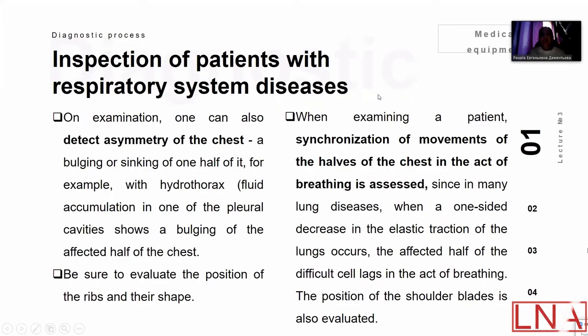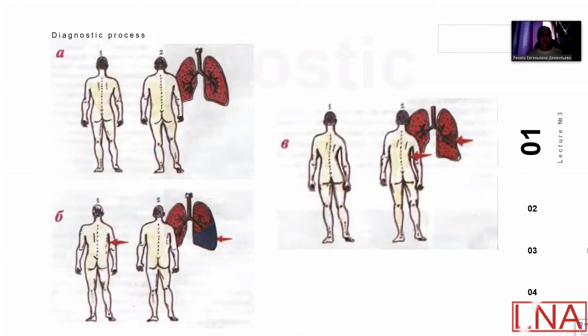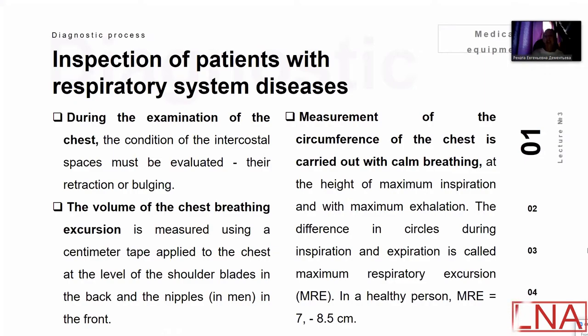Also, during examination of a patient, we can assess the synchronization and simultaneous movements of the halves of the chest in the act of breathing. You can fix and assess the position of other landmarks and continue this way, by digital assessment of simultaneous symmetrical movements. During the examination of the chest, the condition of the intercostal spaces should be evaluated, and their retraction or bulging determined if you can.